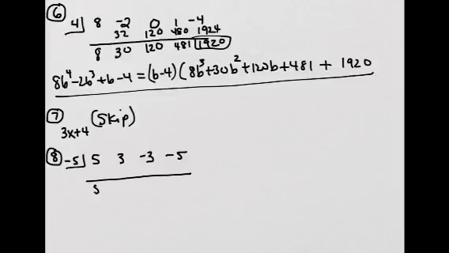So let's bring down the 5. 5 times negative 5, negative 25. You add these two, you get negative 22. And then you multiply by negative 5, you get 110. You combine, you get 107. And then when you multiply, you get negative 535. And then when you combine, you get negative 540. So negative 540.